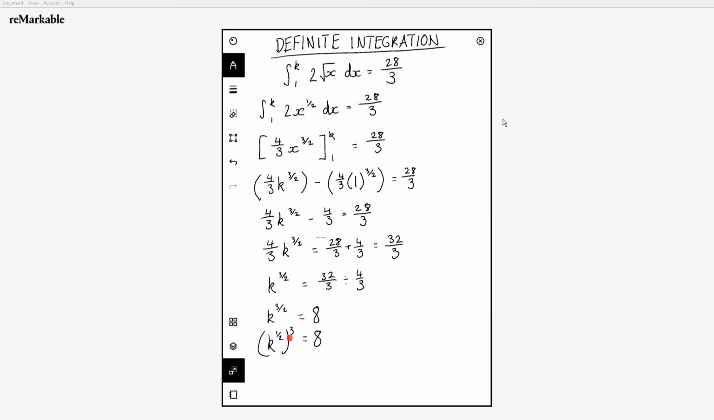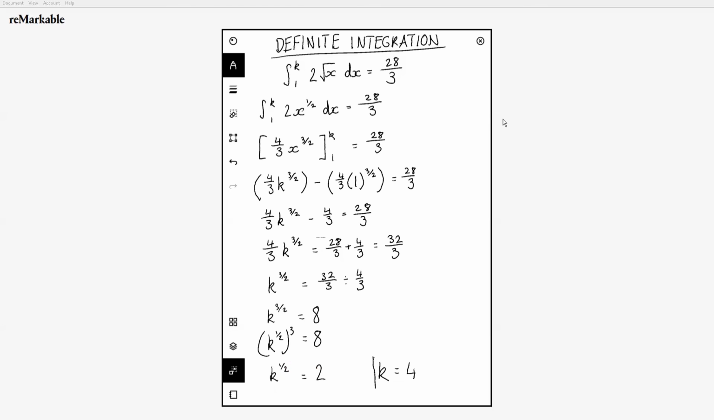So what we need to do first then is if we're cubing it on this side, that means we're going to cube root it on this side. So then k to the power of a half is the cube root of 8, which is 2. And then k to the power of a half really means the square root of k. So to get rid of a square root, then we have to square on the other side. So 2 squared is equal to 4.